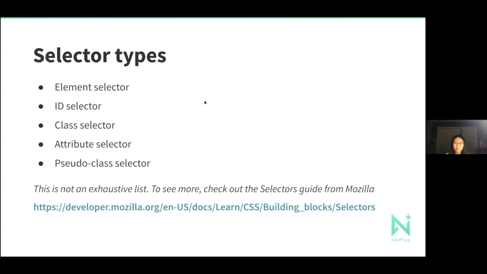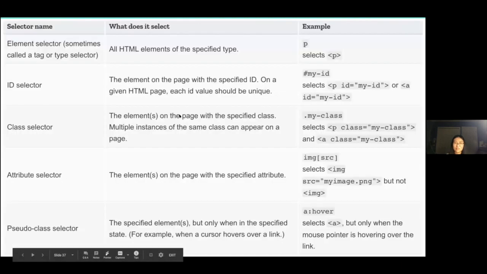And moving on, we have different selector types. So we have the element selector. You can also select IDs or classes or different attributes or pseudo-classes. An example of a pseudo-class is if you hover over a text, what would be the style that's applied to that text. And this is not an exhaustive list. So if you wanted to see more, you can also check out the link I provided, it's by Mozilla. They're a great resource. And this is just summarizing what I described as well. So this is just telling you what it selects. And then these are just some examples of how you would use the different selectors.